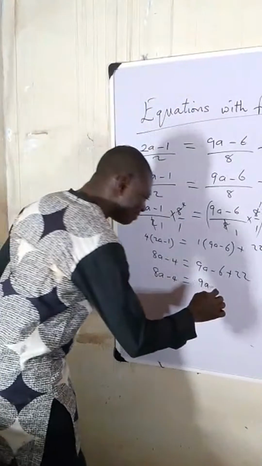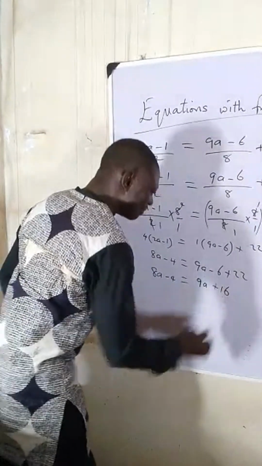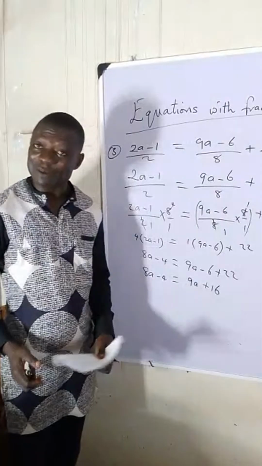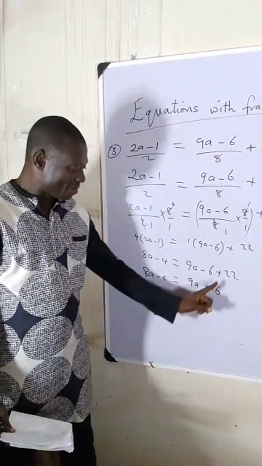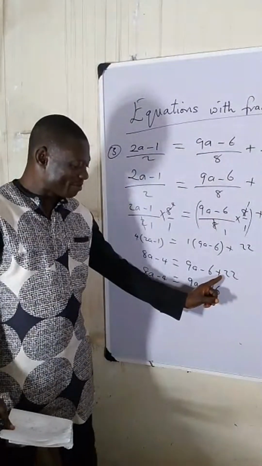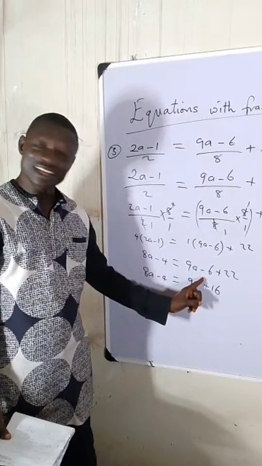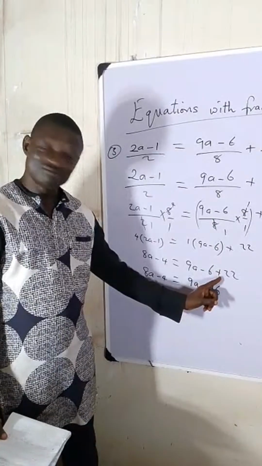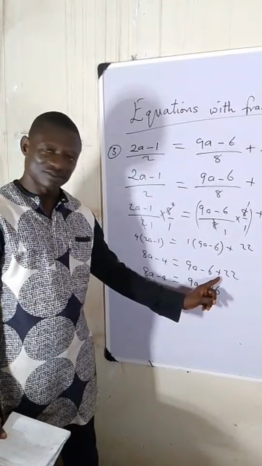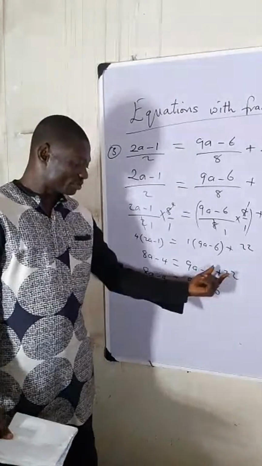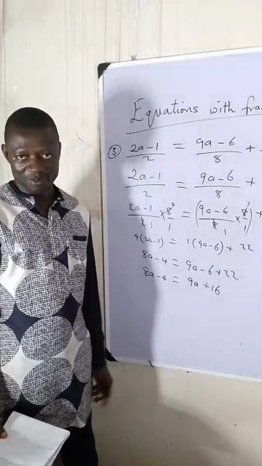So you just write it plus what? 16. Remember, we're going to put plus 16 here because we are sure that the sign of the bigger number will be the sign of our answer. Sign to 6 is what? Negative. Sign to 22 is positive. Whenever we add and subtract this, it must give us a positive number.